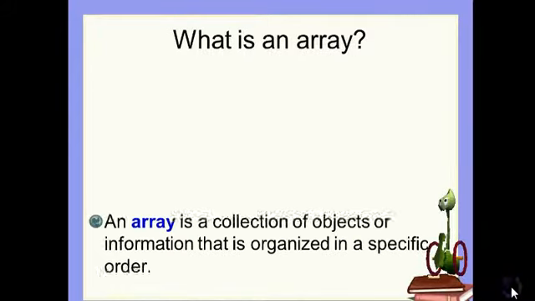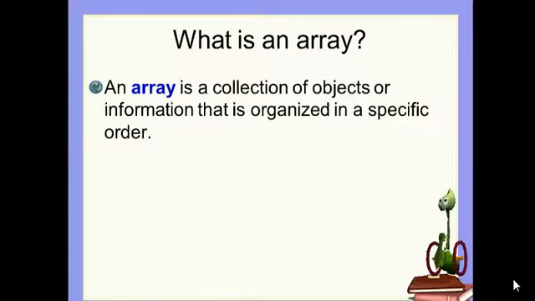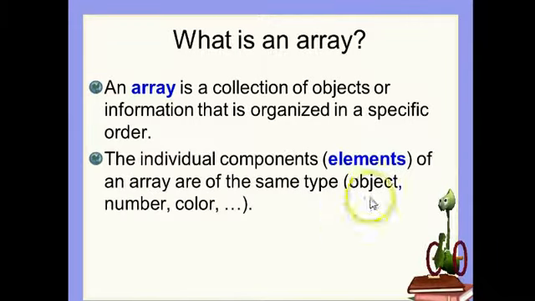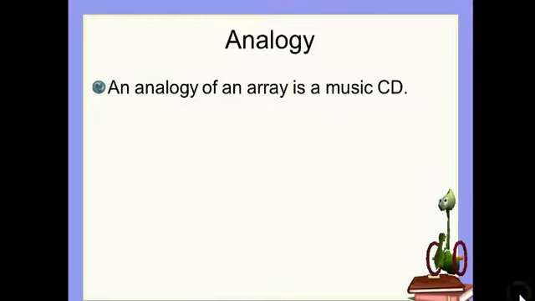Okay, so as you know, an array is a collection of objects that's organized in a specific order, and we talked about this a little bit in class. It's a little bit like a matrix. And in Alice, the elements, which are the components, are the same type. They don't necessarily have to be objects. They can also be numbers, colors, etc.